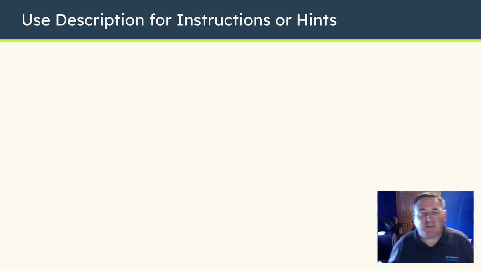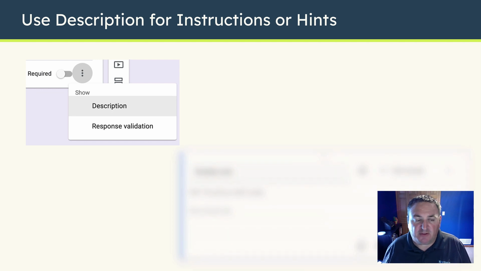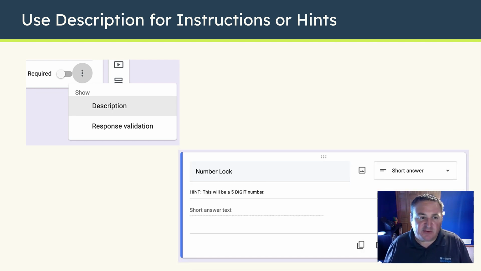We're going to use the description field in Google Forms for instructions or hints. Now that description field is hidden under the More menu, those 3 dots, and you can see it on the screen. When you do that, you can basically get a field right below the name of the lock, and this is where you would put any hints or instructions on how to complete the lock. So in this scenario, this is a 5-digit number.